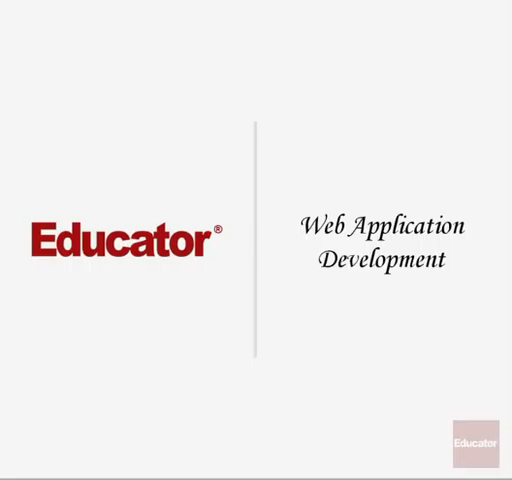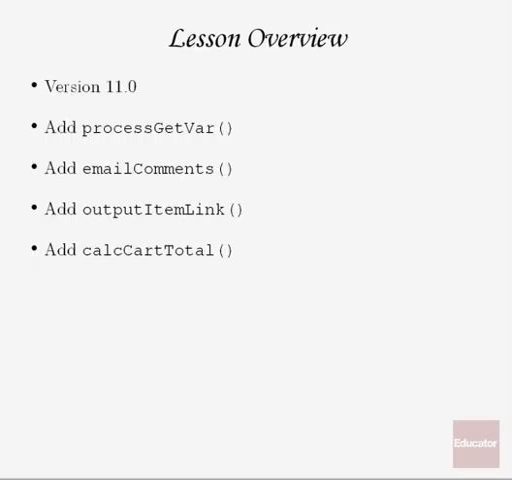In today's lesson, we're going to be continuing work on our web application, incorporating what we learned in our last lesson about variable scope. We're going to go over a new version of the web application, version 11.0. And as a part of that, we're going to be adding four new functions to our function libraries.